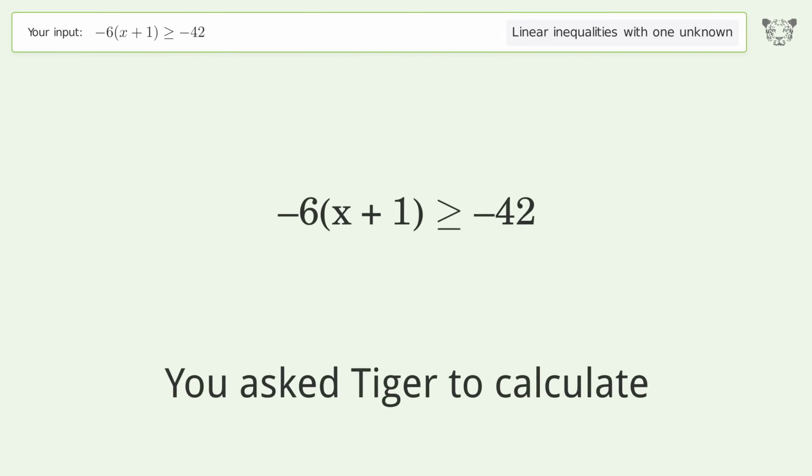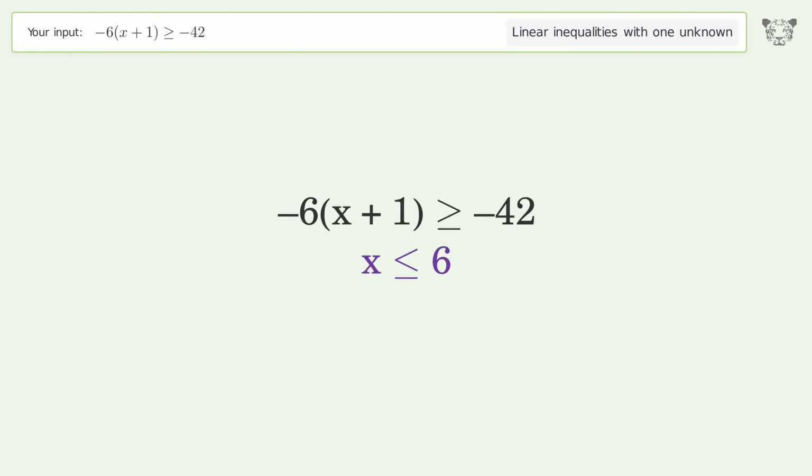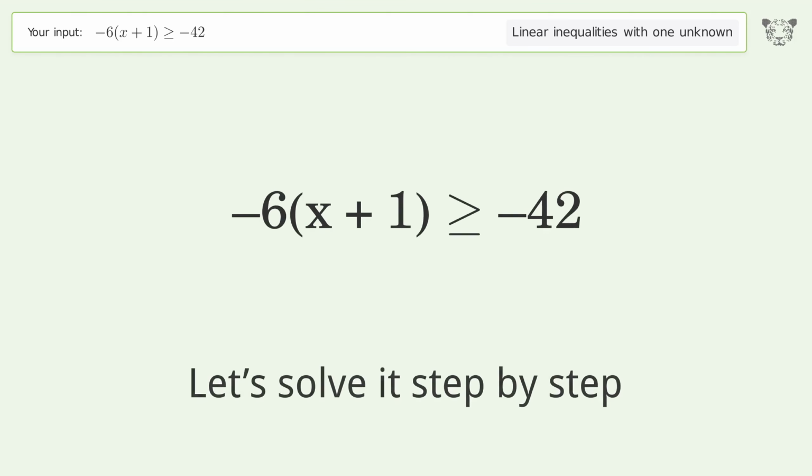You ask Tiger to calculate. This deals with linear inequalities with one unknown. The final result is x equal or smaller than 6. Let's solve it step by step.